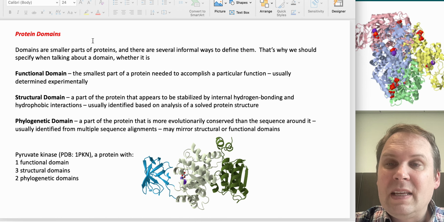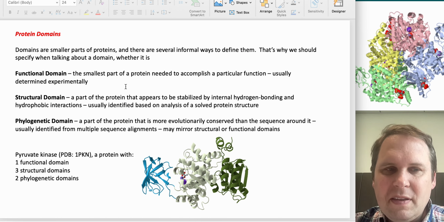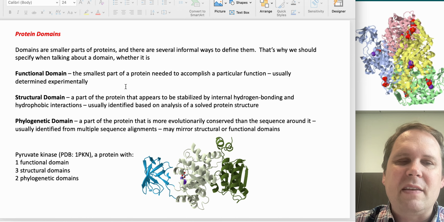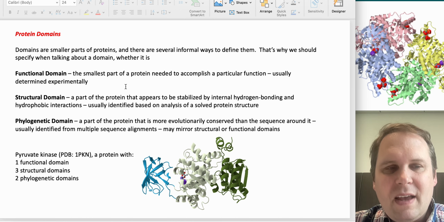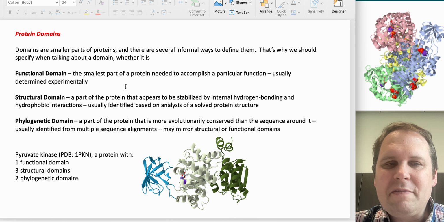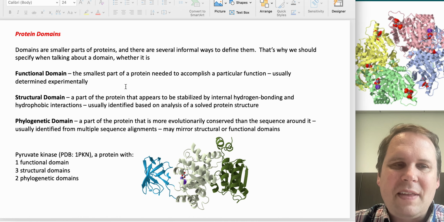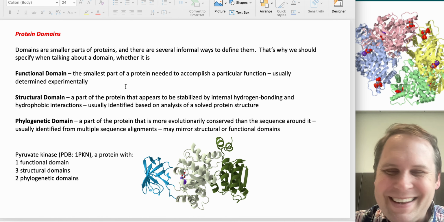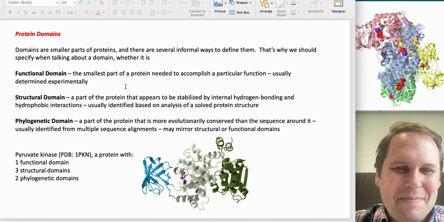Yeah. All right. So let's learn a little more about these domains. So, all right, what's a domain? So it's a smaller part of a protein. Okay. But there are different kinds of domains. And so up to now, I've just said the word domain as if that just means one thing. That is not the case. I'm sorry for misleading you like that. That's not very nice of me.